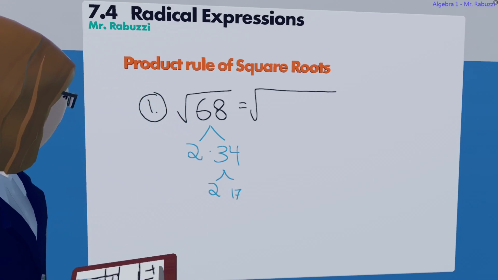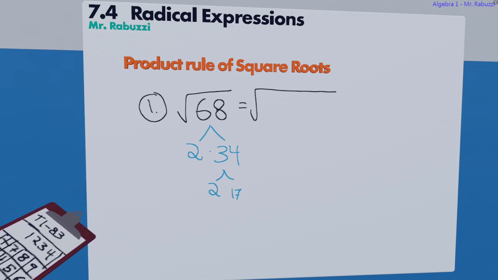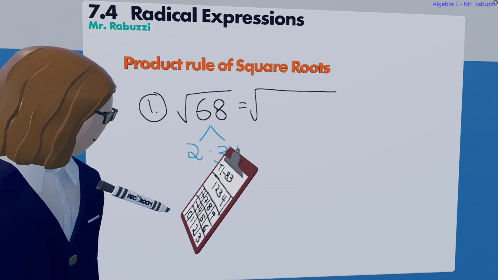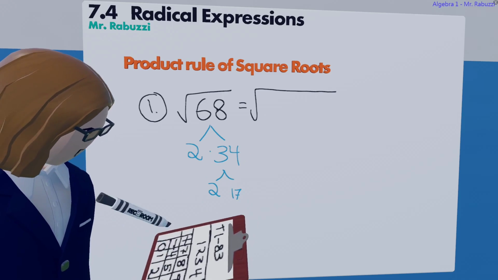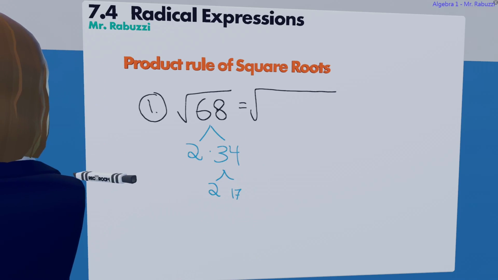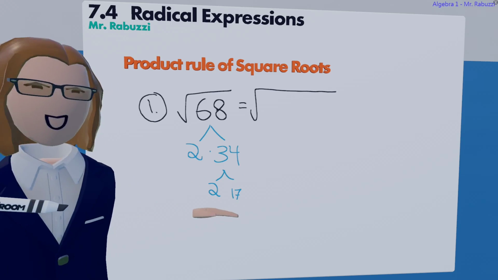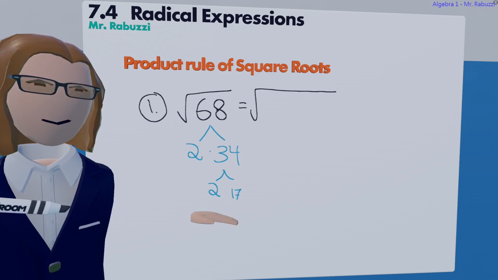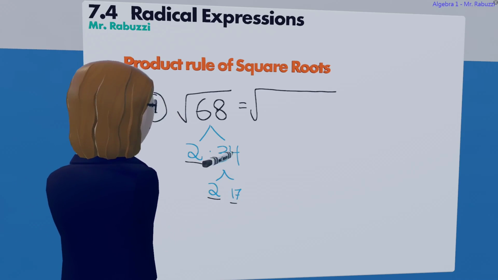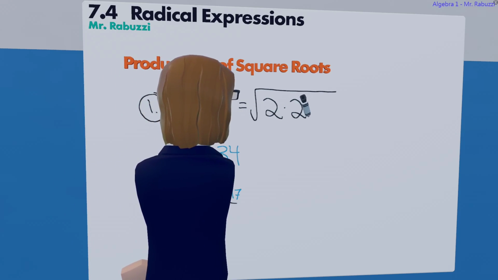Okay, now I got to stop and think. Can I split 17 into anything? Well, it doesn't divide by 2. It doesn't divide by 3. It doesn't divide by 4, 5, 6, 7, 8, 9, 10, 11, 12, 13, 14, 15, 16. So no, I can't split 17 anymore. That's a prime number already. So here's our prime factorization. We have 2 times 2 times 17. Let's write it up here. So it's 2 times 2 times 17.